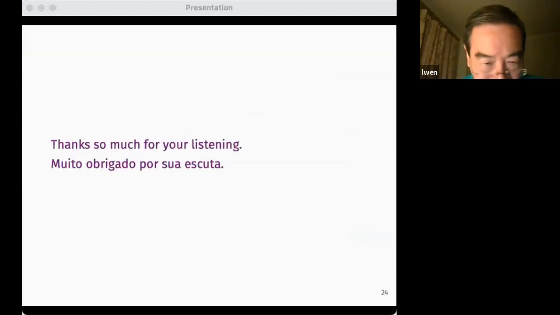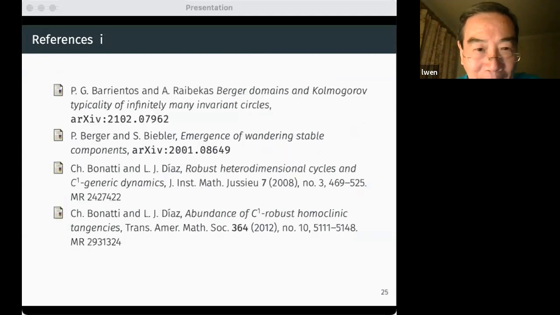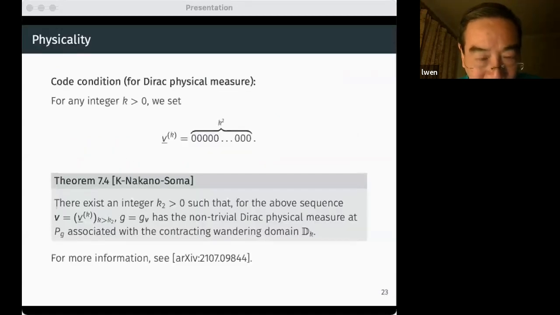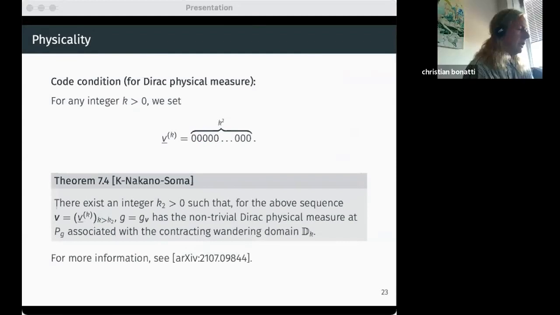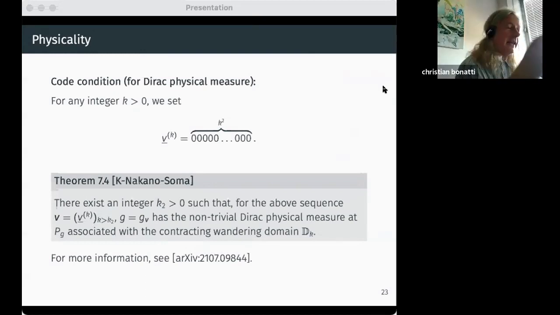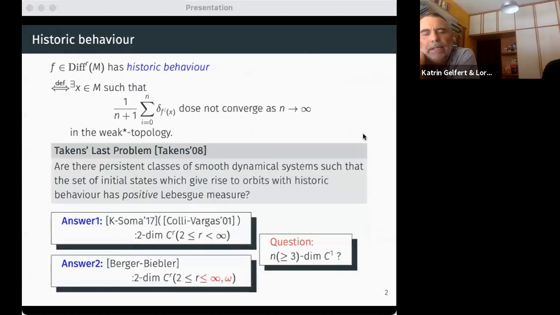Other questions? The wandering domain, because you built a sequence of maps converging to your initial map. So is the wandering domain smaller and smaller, or is it a fixed wandering domain? Is it shrinking smaller and smaller, or is it the same domain for every map? Yes. It belongs to the gap of the blender. Is this fixed for every map, or does the size of that domain shrink?